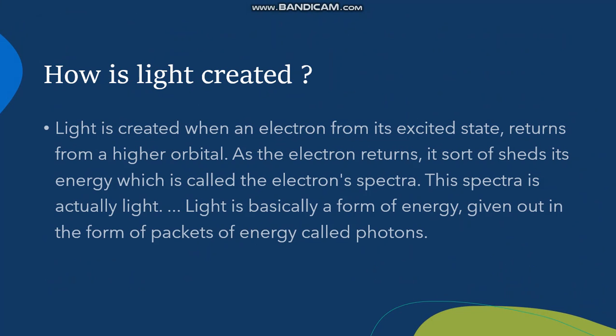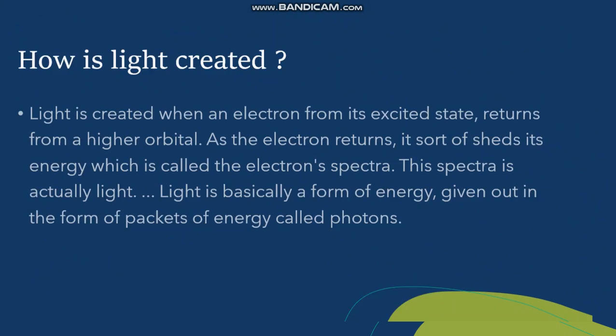How is light created? Light is created when an electron in an excited state returns from a higher orbital. As the electron returns, it sheds its energy, which is called the electron spectra. The spectra is actually light. Light is basically a form of energy given out in the form of packets of energy called photons.